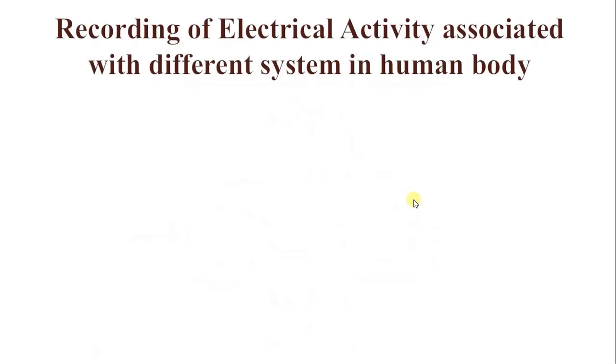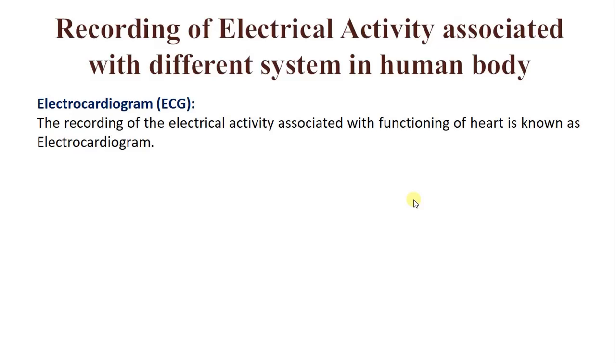Now we will see recording of electrical activities associated with different systems in the human body. So various bioelectric signals are generated by different systems in the human body. The recording of electrical activity associated with the functioning of the heart is known as electrocardiogram. I was saying ECG, EEG, EMG, ERG, EGG. So what is that? ECG is the recording of electrical activity associated with the functioning of the heart.